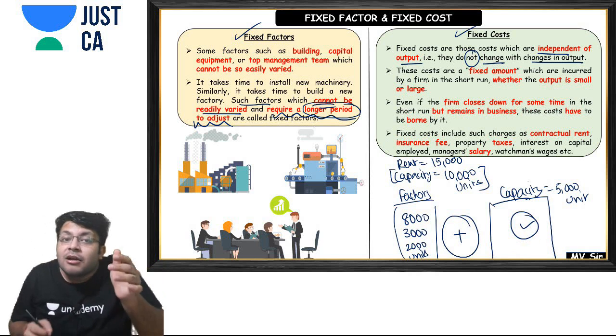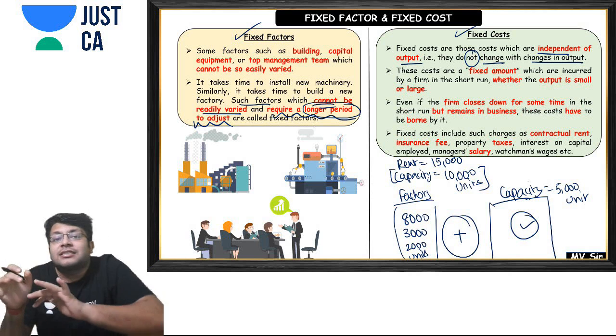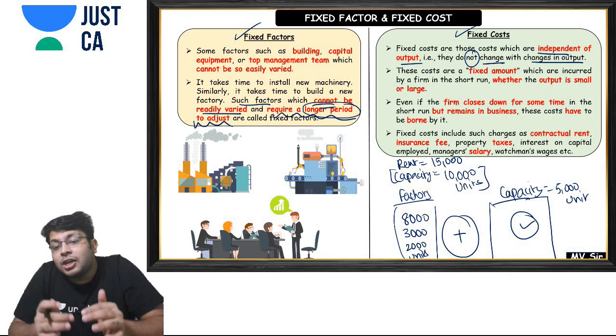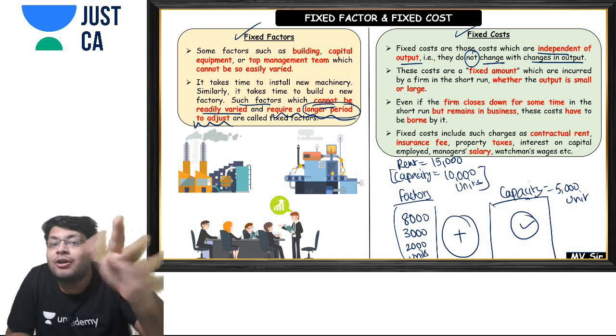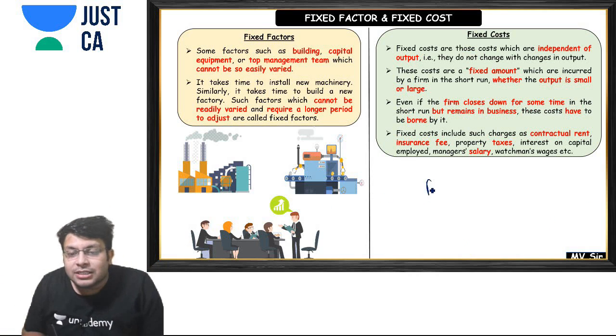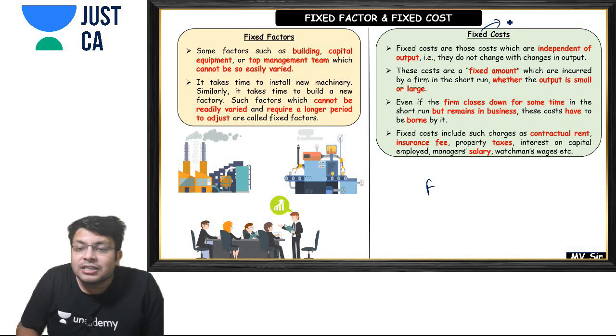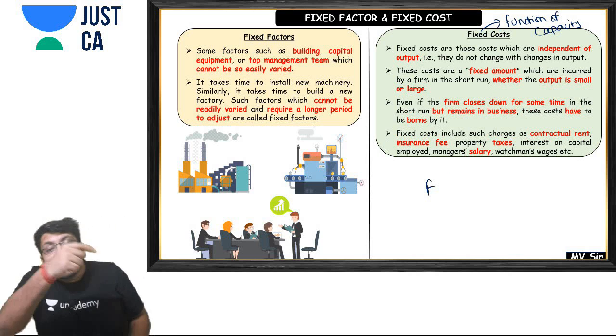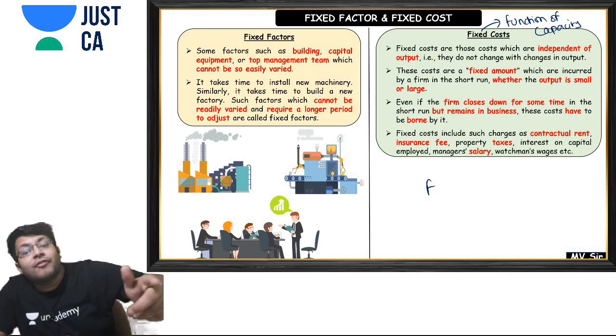So please understand, when your capacity changes, your fixed cost changes, but when your output changes, your fixed cost doesn't change, right? So that is why we say that fixed cost is a function of capacity, but our variable cost is a function of output.